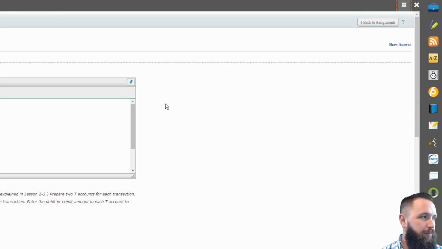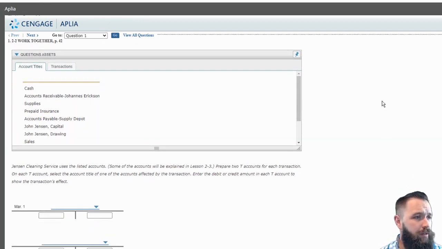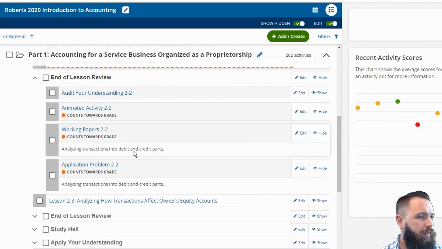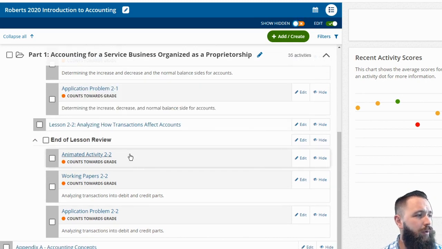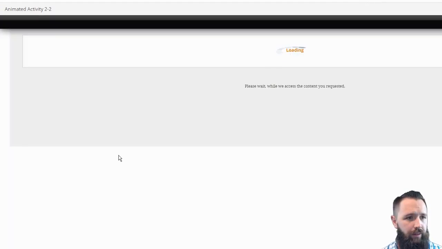I'll keep this all together. I have 2.2 Work Together here on my screen. Let me pull it over for you here. Okay, 2.2 Work Together. Let me go back one second here. A couple different things. End of lesson review. We have Audit Your Understanding, which will be hidden. We have this little animated activity. If you pop this open first, I guess we'll look at that.